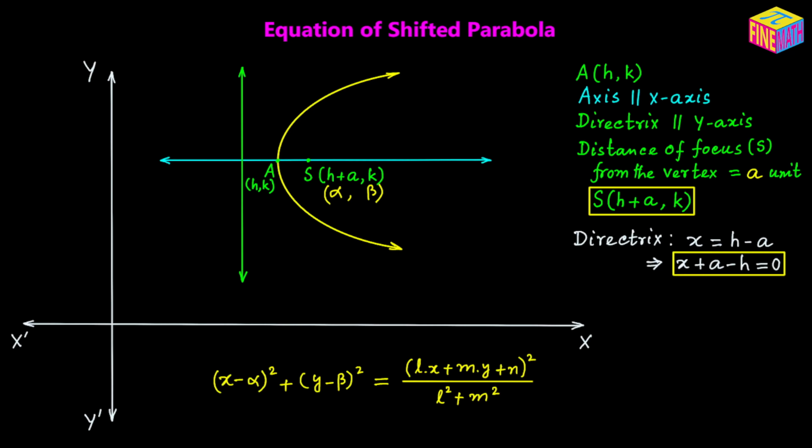And if we compare the equation of the directrix with Lx plus my plus n equals 0, then we can say L will be equal to 1, m will be equal to 0 because there is no y term in the equation of the directrix, and the constant term will be a minus h, which is n. So n is equal to a minus h.